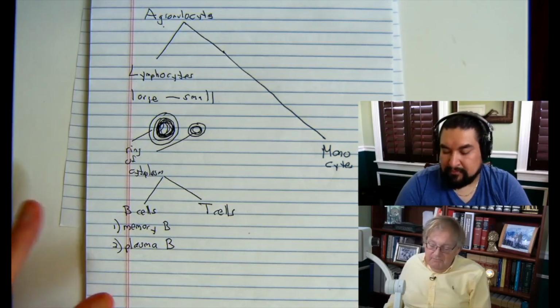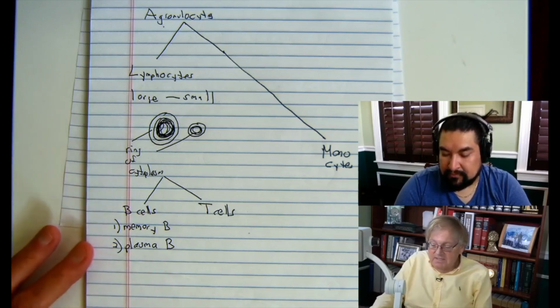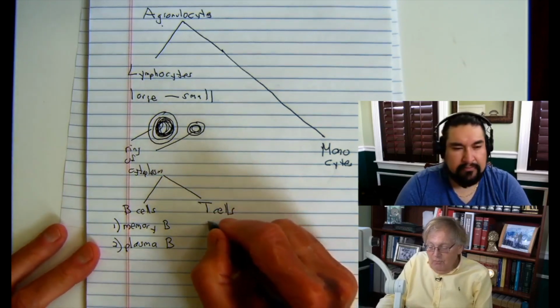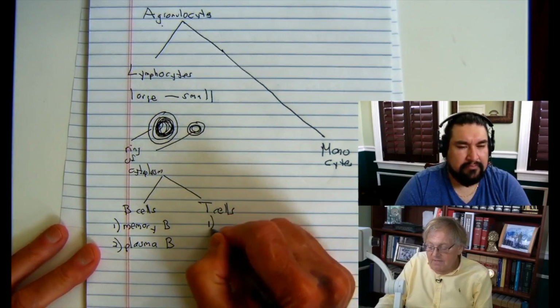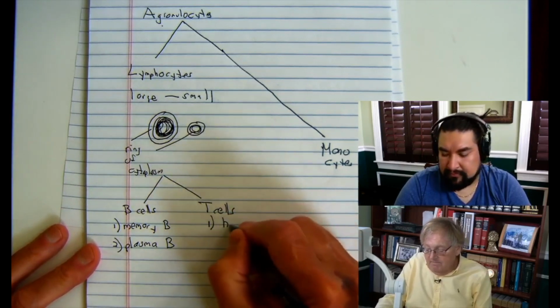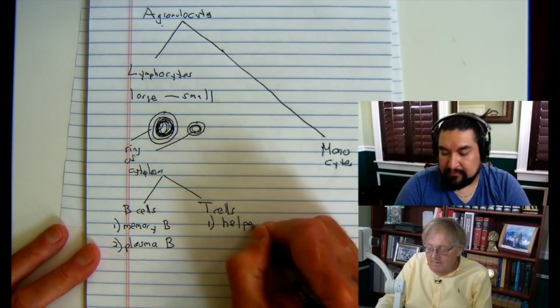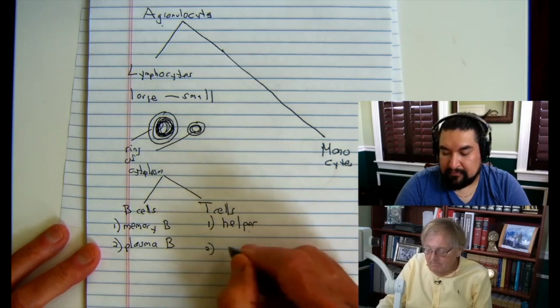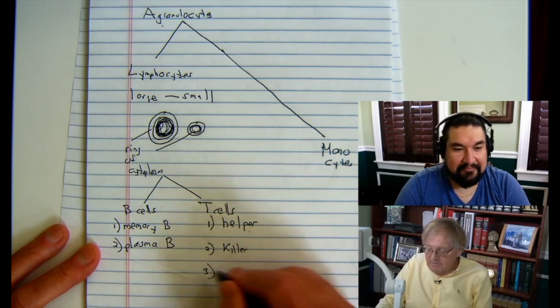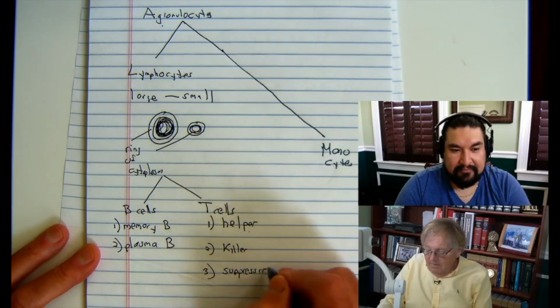The other type, of course, is the T cells. T cells are going to be 4 different types. You're going to have the helper T, the killer T, the suppressor T, and the memory T.